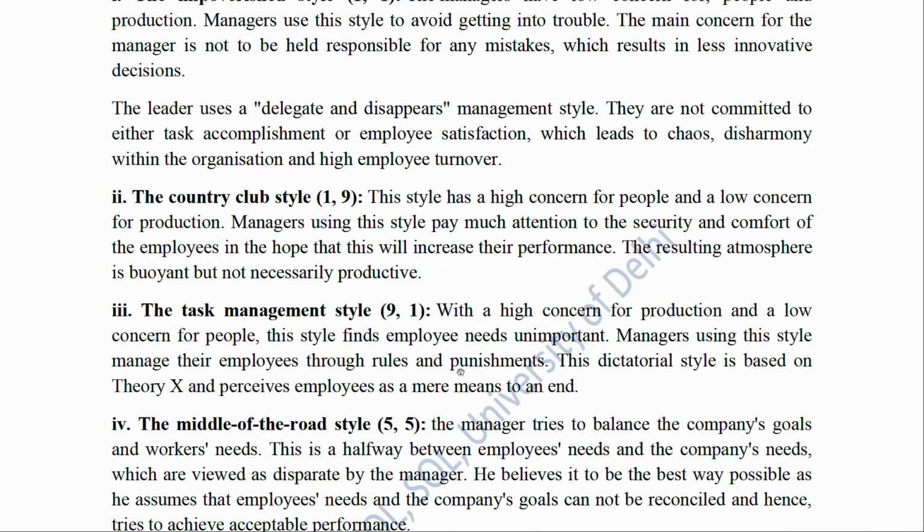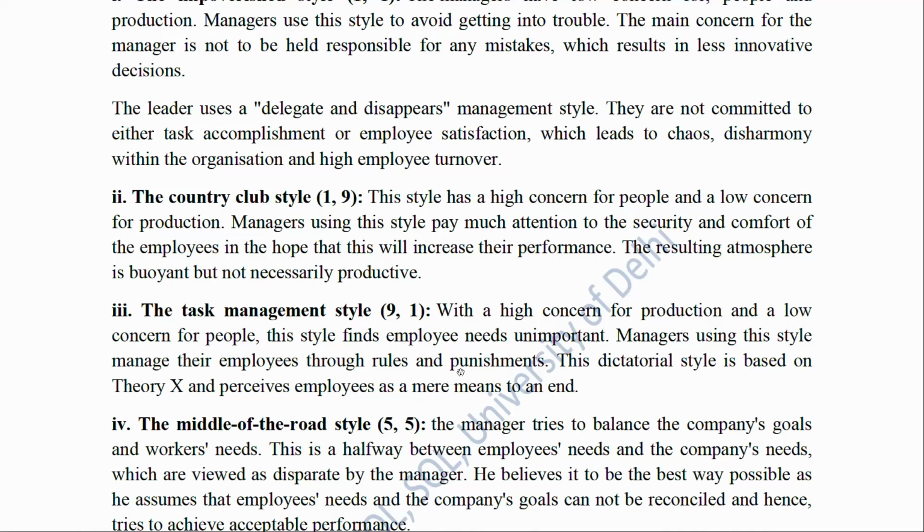Second, the country club style 1,9. This style has a high concern for people and a low concern for production. Managers using this style pay much attention to the security and comfort of the employees in the hope that this will increase their performance. The resulting atmosphere is buoyant but not necessarily productive.